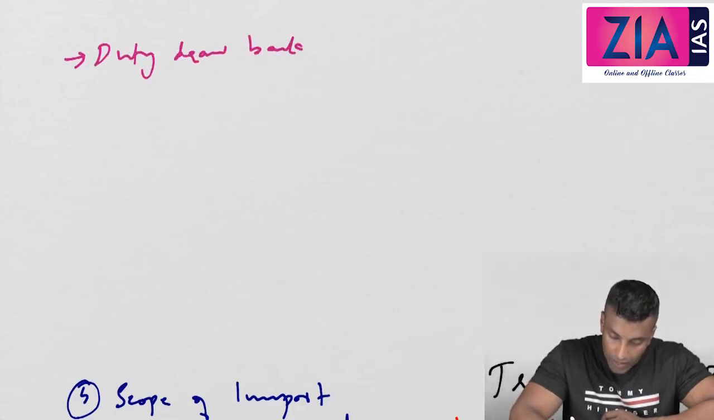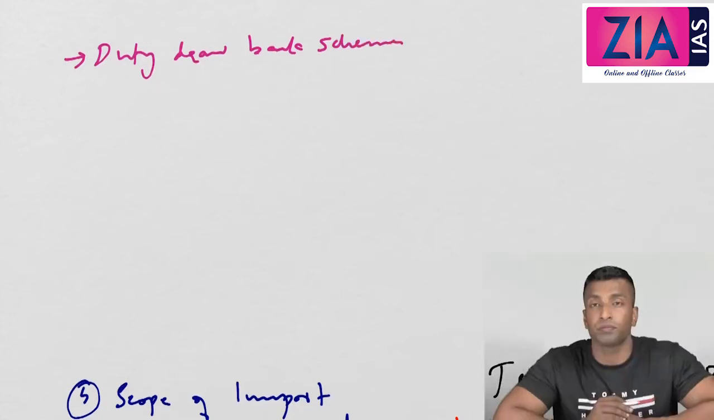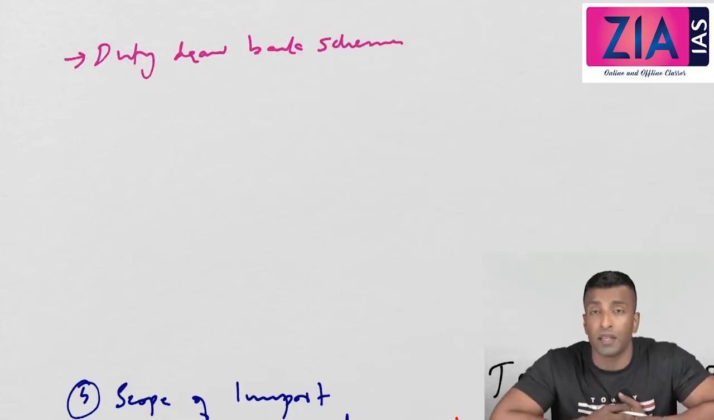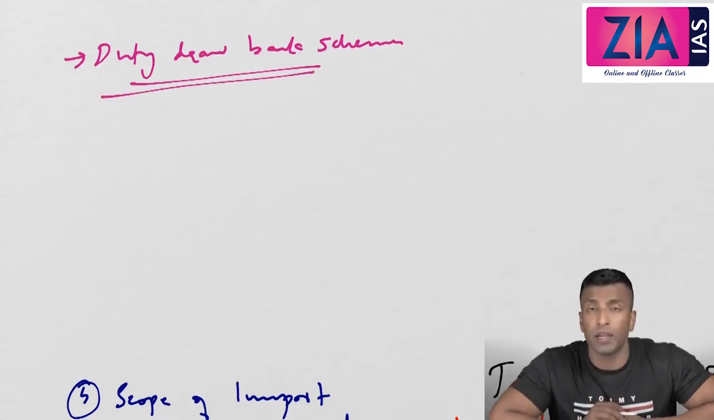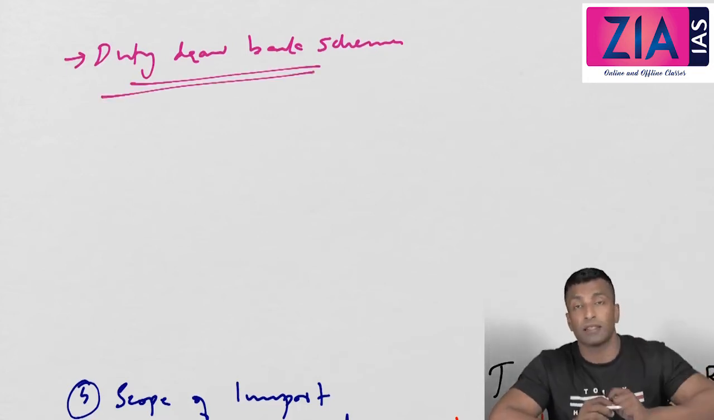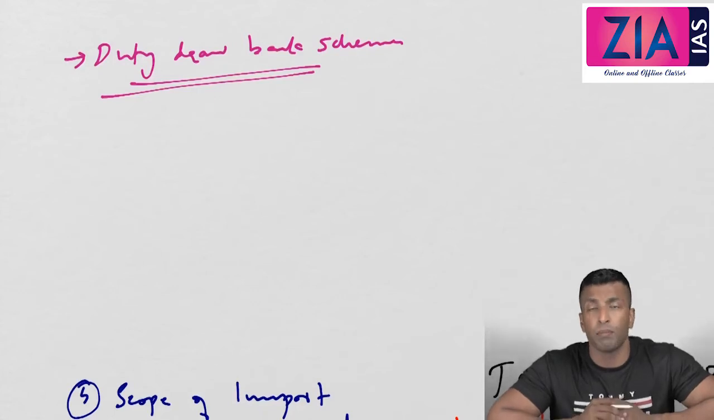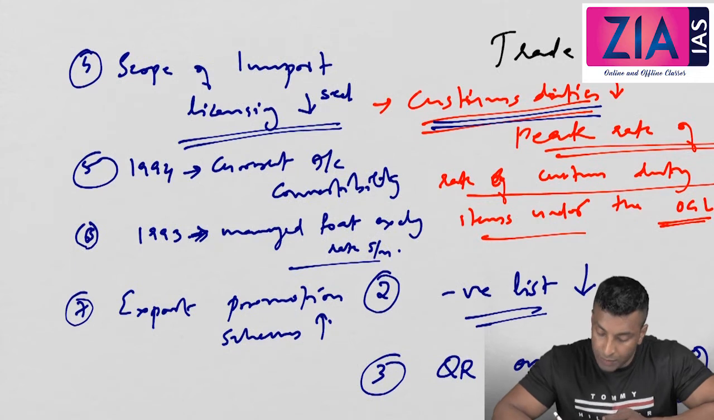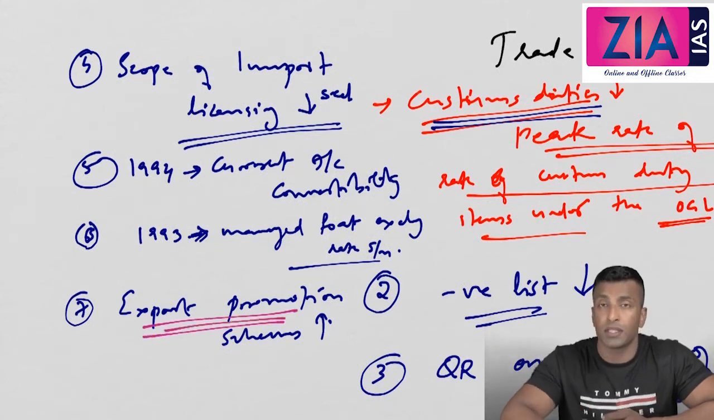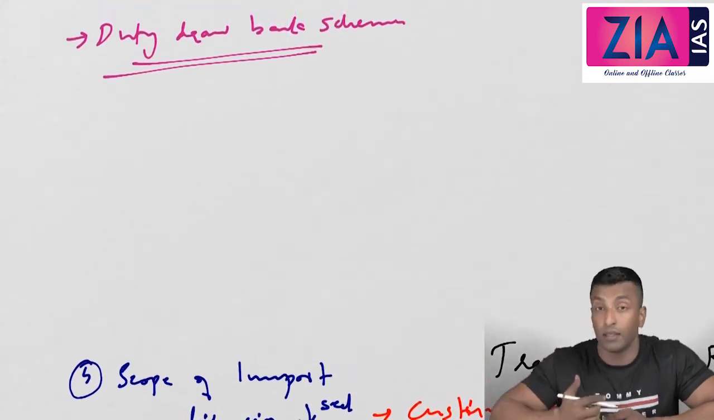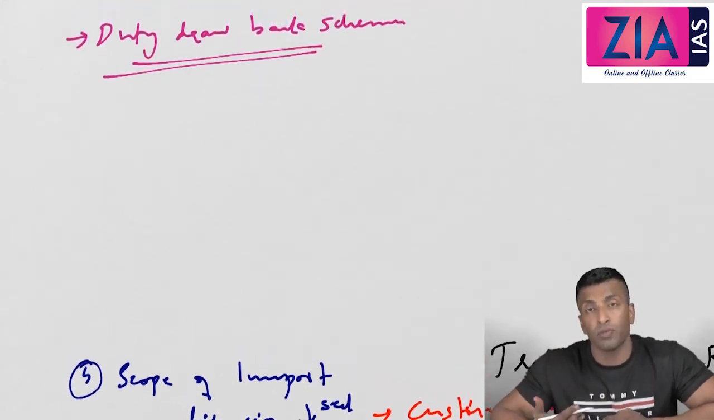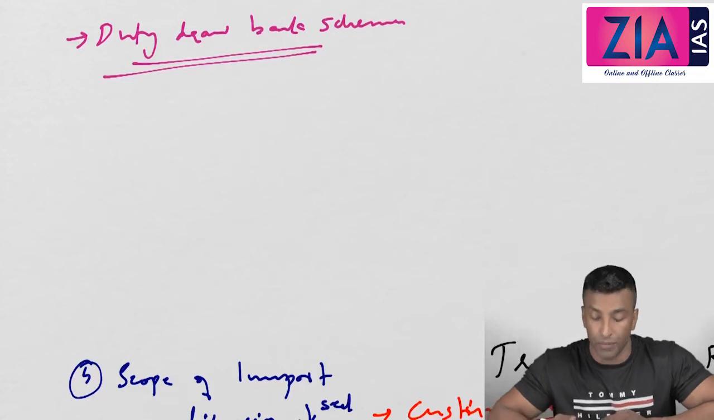Duty drawback scheme. So what is the duty drawback scheme? Under the scheme, some of the customs and excise duties paid by the people will be reimbursed. It is basically to promote exports, so it is an export promotion scheme. The customs duty and the excise duty paid by the exporters of certain items will be reimbursed.